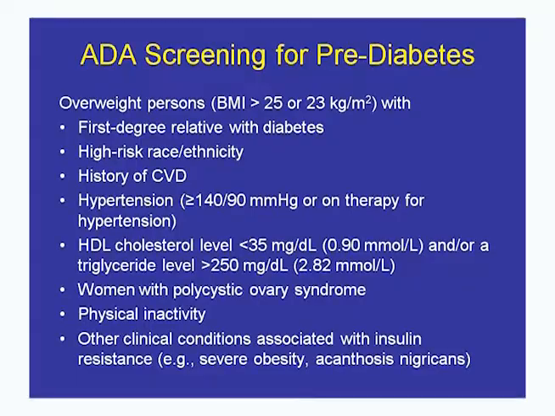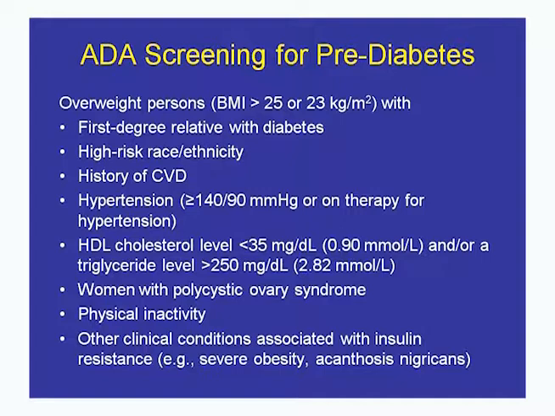So who do we screen for prediabetes or diabetes? Because the tests that we use for diabetes and prediabetes screening are the same. These are the American Diabetes Association recommendations. Body mass index more than 25, so once you're overweight. Other things, your first degree relative, ethnic group. If you have cardiovascular disease, you should be screened for diabetes.